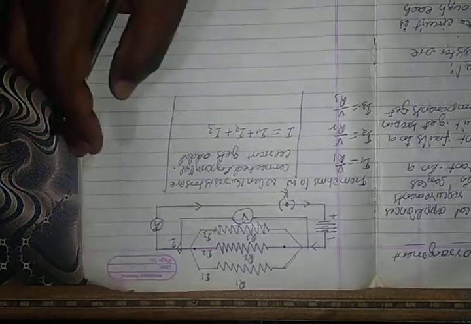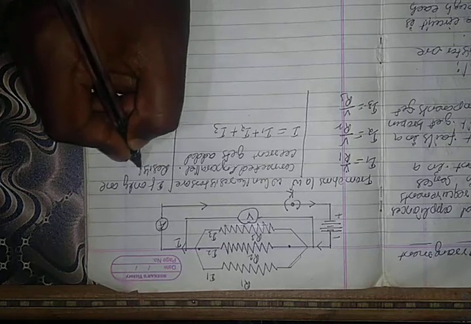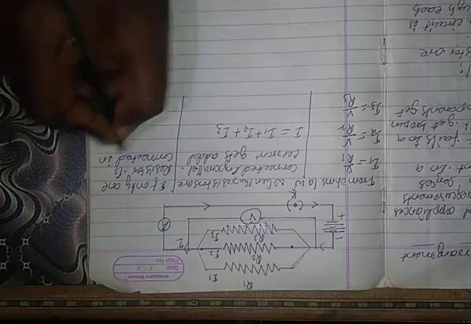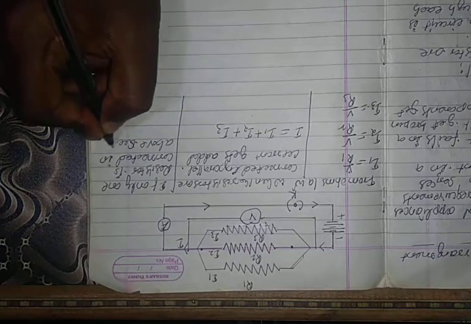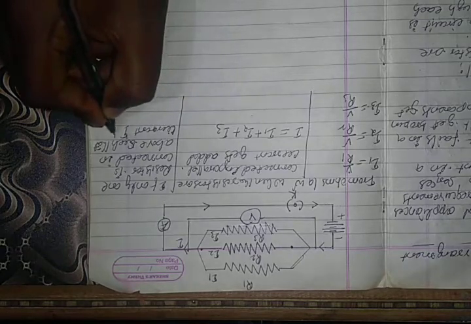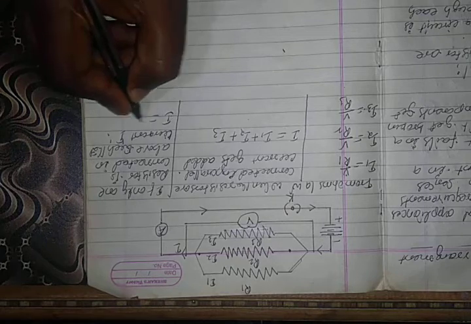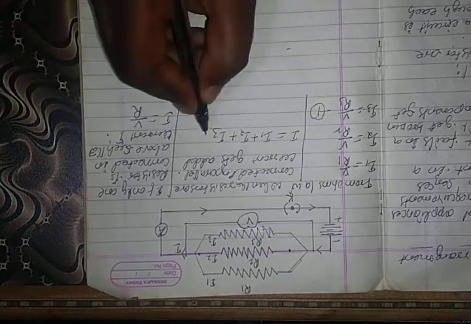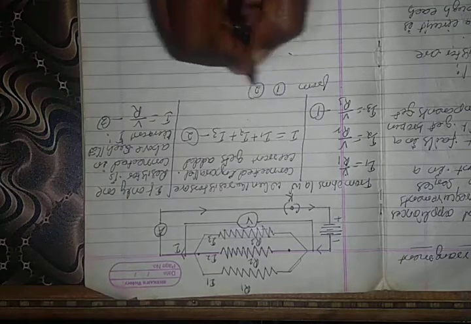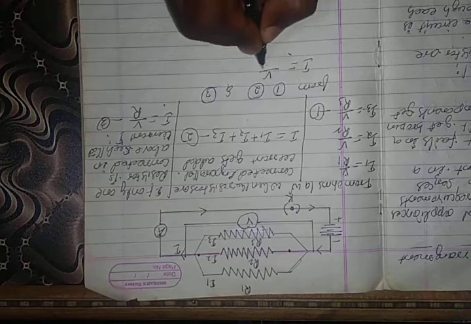Next, if only one resistor is connected, with current I, then by Ohm's law, I is equal to V divided by R. This is the first one, this is the second one, this is the third one. So I is equal to V divided by R.